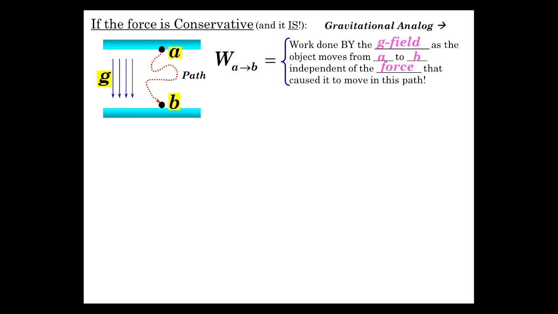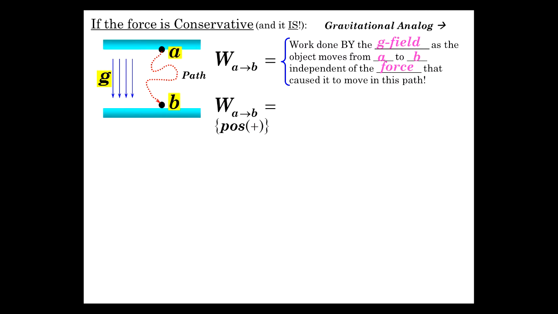So you, as an external agent, perhaps are grabbing this mass and moving it along this path. It doesn't matter how fast you do it. It doesn't matter what shape the path is and what transitions occur. It makes no difference as far as the work done by the gravitational field. It's the nature of a conservative force field.